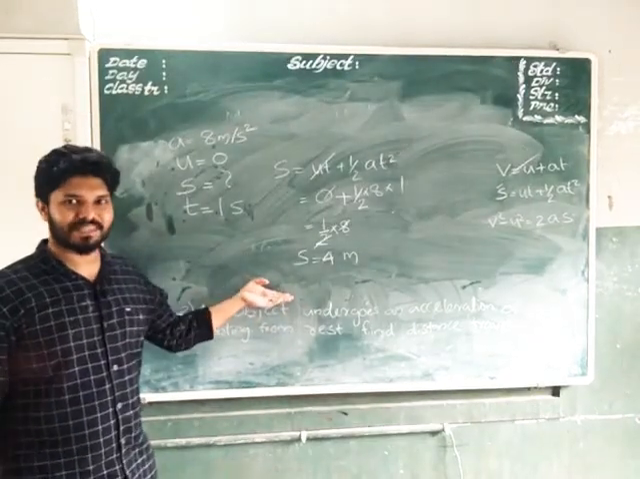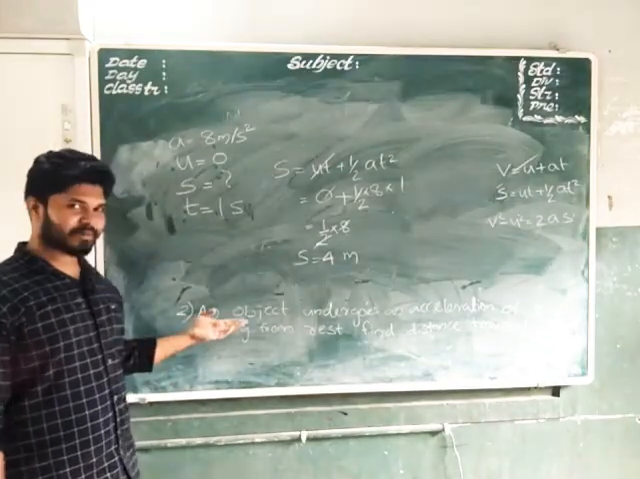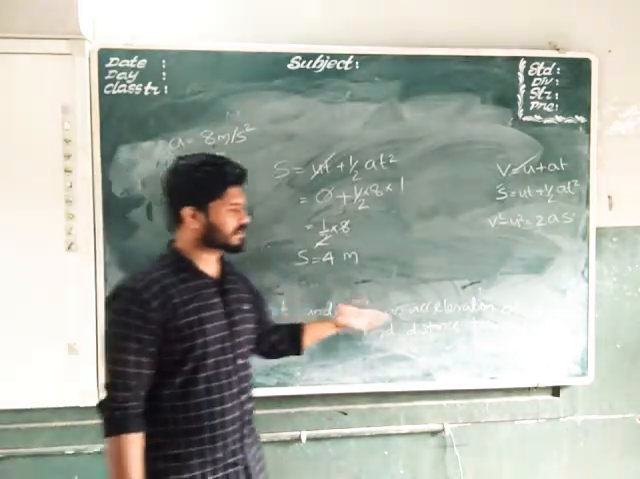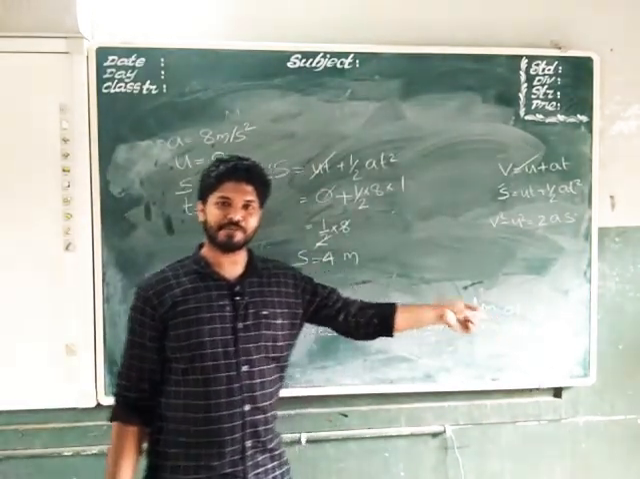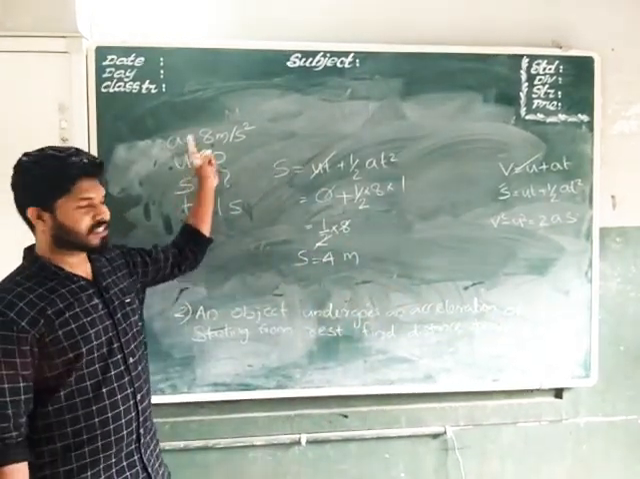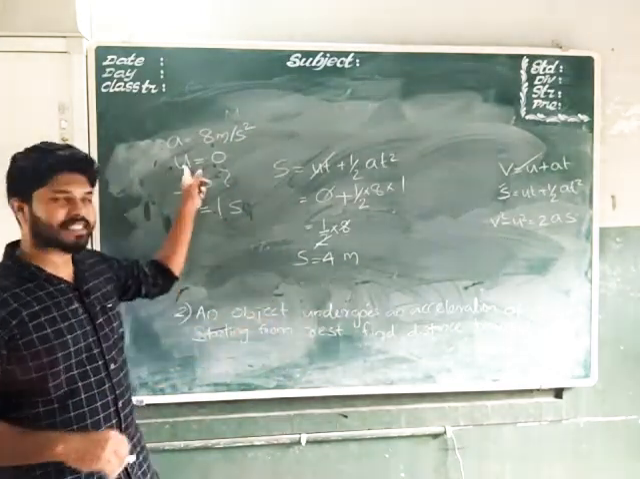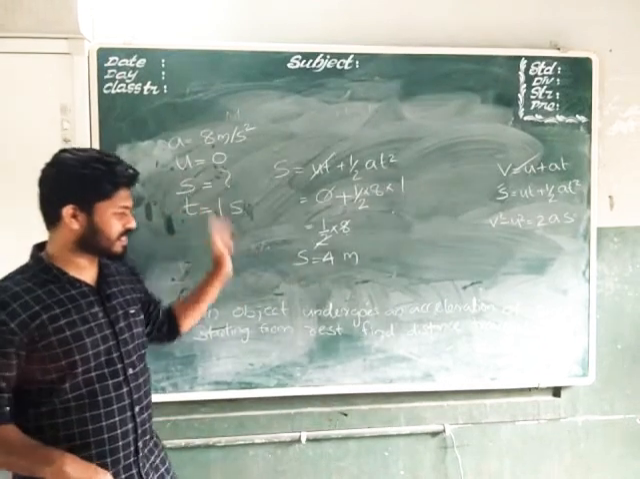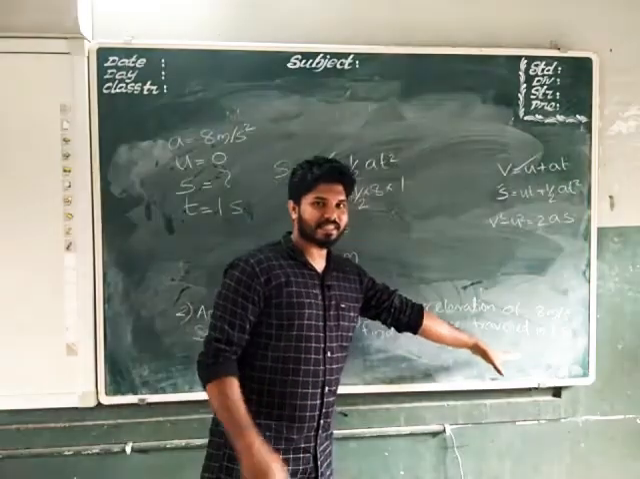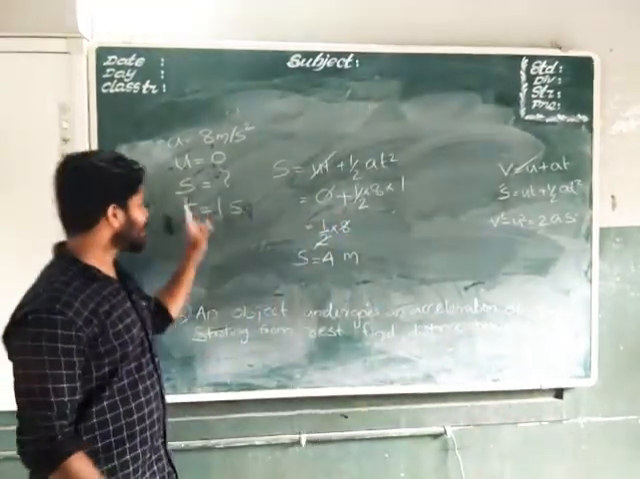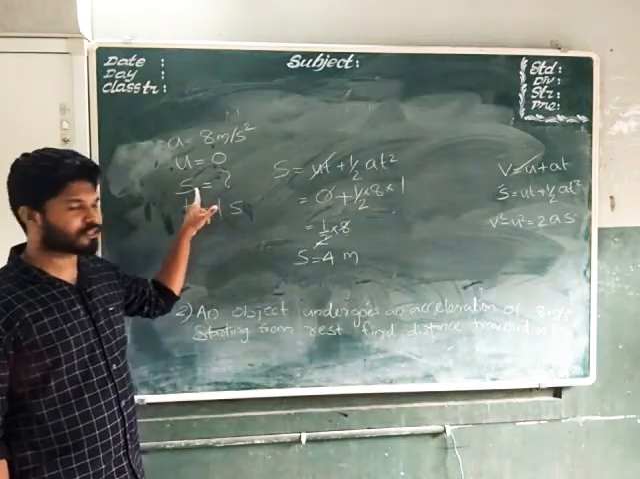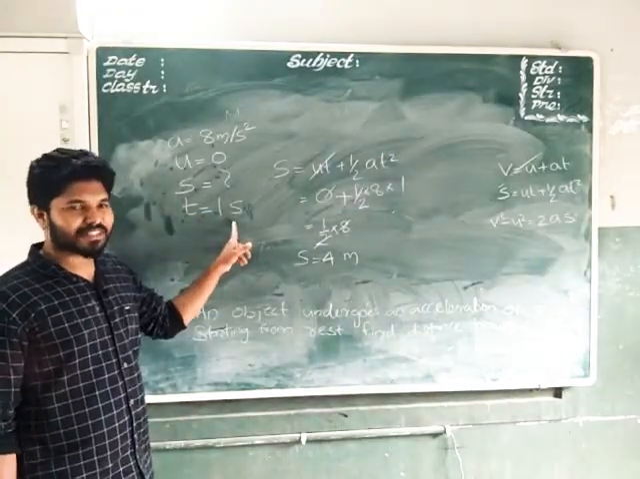Isn't this very easy? See, once again I am reading the question. An object undergoes an acceleration of 8 meter per second square. First point to note down, acceleration is equal to 8 meter per second square. Starting from rest, the next point to note down, u equal to 0. Find distance travelled in 1 second. We have to find distance, point to note down, time is 1 second.